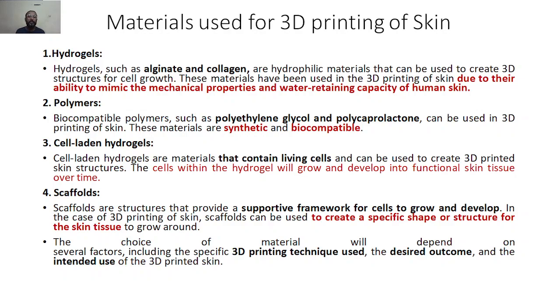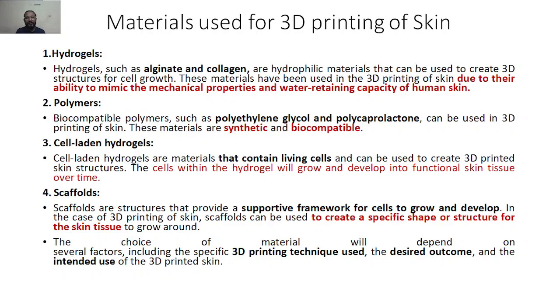So next, polymers. Polymers should be biocompatible. Here examples are polyethylene glycol or polycaprolactone. These two polymers can be used because they are synthetic polymers, but yet they are biocompatible in nature. Next, cell-laden hydrogels. These are materials which can contain living cells that can be used to create printed skin structures. The cells within the hydrogel will grow and then develop the functional skin tissue. It contains living cells so that they can grow and form a tissue.